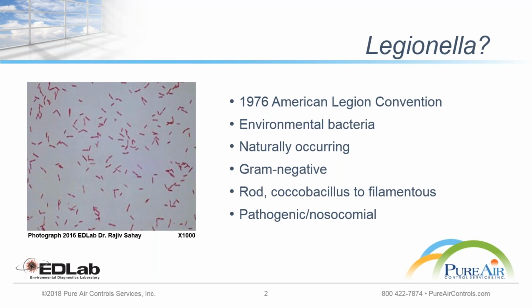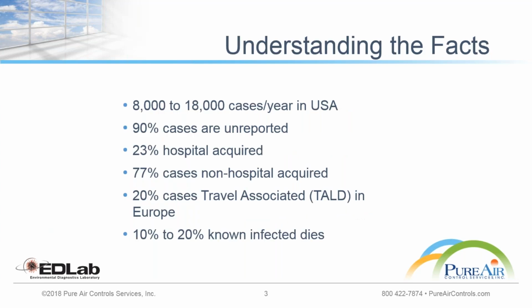A little bit of science about it. It's a gram-negative bacteria. It's shaped as a rod. It can be anywhere from a coccobacillus, sort of like a round rod shape, to filamentous, like a filament, very long. And it's also a pathogenic and a nosocomial bacteria. I'll go ahead and pass it over to Dr. Sahay by asking, what makes this bacteria so important and what kind of damage does it cause?